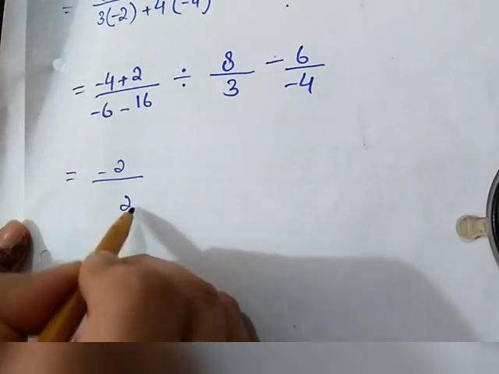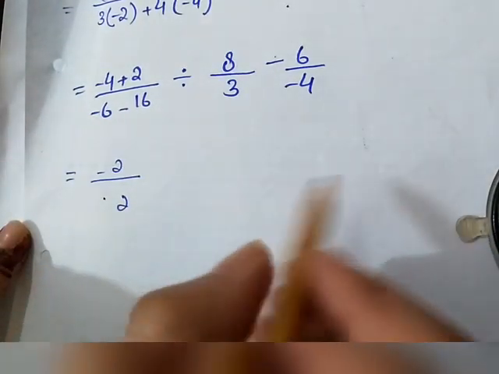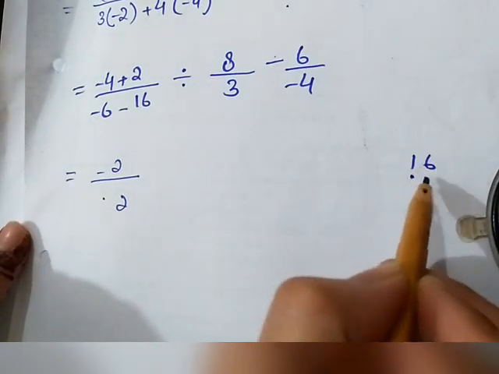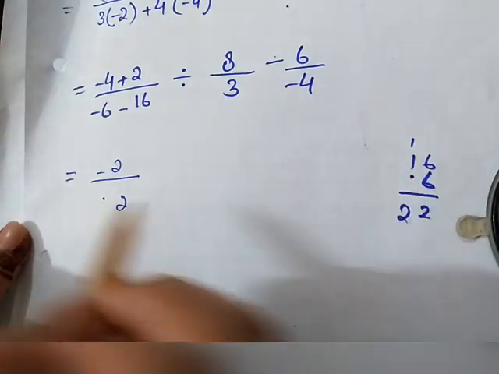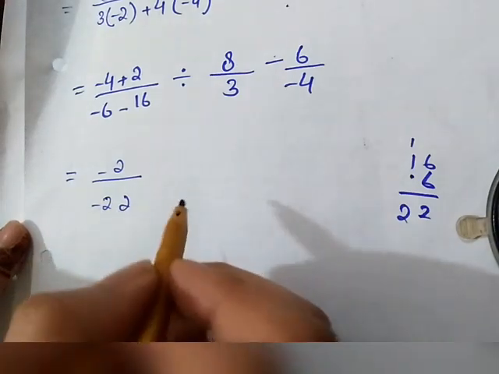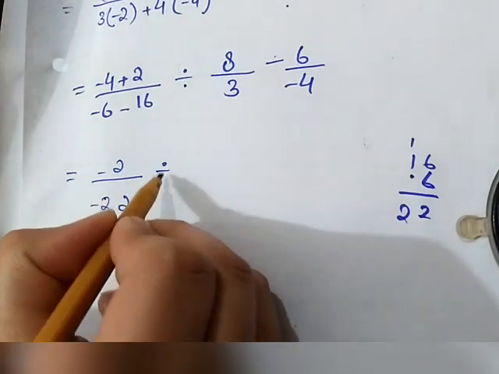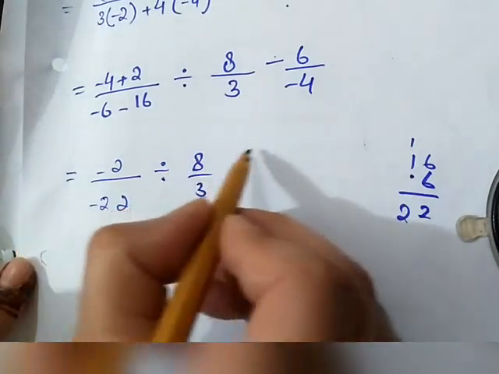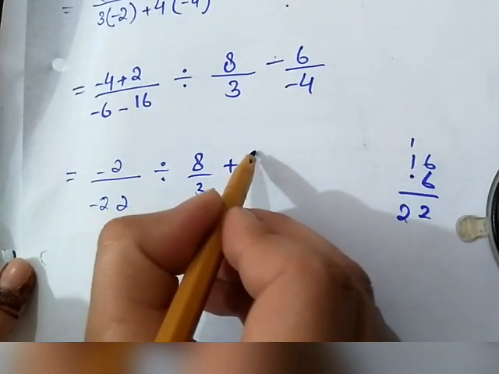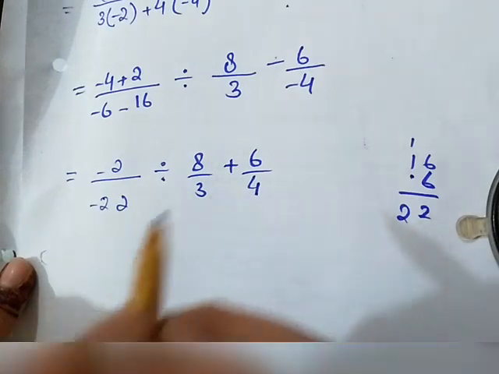added. 6 and 16: 6 6s are 12, 2, 1 carry, and this is 2. So 22, minus 22. Then put this divide sign. 8 by 3, and minus minus plus 6 by 4.